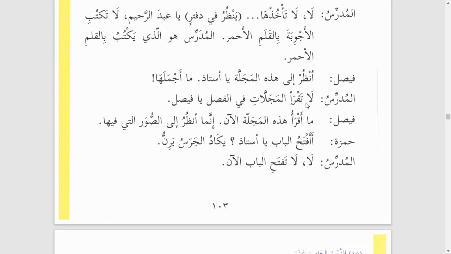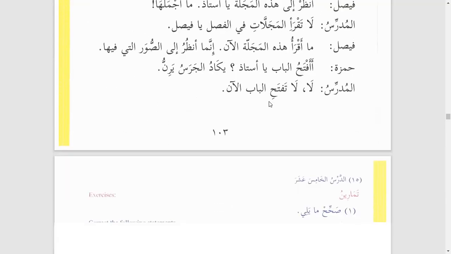La taqra'. So it was taqra, and then when we connected with kasra, لا تقرأ المجلات في الفصل يا فيصل. Don't read magazines. There should be dhamma on meem, sir. Mujalla or majalla? Which one is correct? Majalla. In Urdu, we read with dhamma, mujalla, but in Arabic it's with fatha. That's right, yeah. In Arabic it will be maftuh with fatha. Majallati fil fasli ya Faisalu.